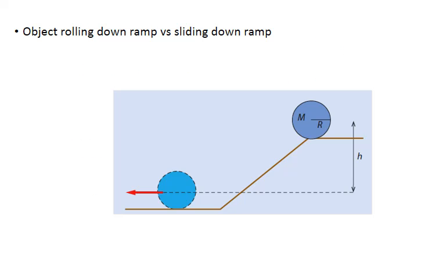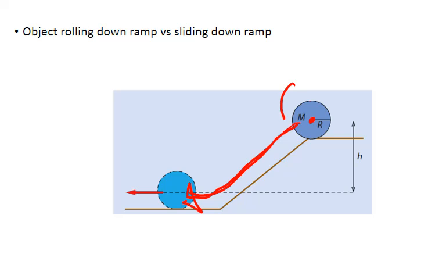All right, so now we're ready to look at the object rolling down a ramp versus sliding down the ramp. Let's say this is a frictionless surface. If this just went down without rotating, then there's no rotational energy. It's just a fixed mass going down.